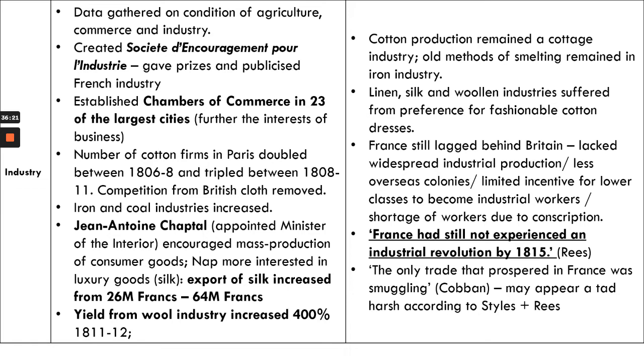So it's pretty damning there. I mean, Cobham is even more damning. The only trade that prospered in France was smuggling. We'll talk about that a little bit more in a minute, when we talk about trade. And I think that Rees and Stiles say that that's probably a bit harsh. There had been improvements in industrialisation. The problem was that Britain was so far ahead by 1800. So there's an element of whatever Napoleon had done, he was never going to catch up with Britain here. So I'd probably want to give him lower here, maybe a 5 out of 10 for industrialisation, because there has been some change, hasn't there? It's just not comparable to across the water.